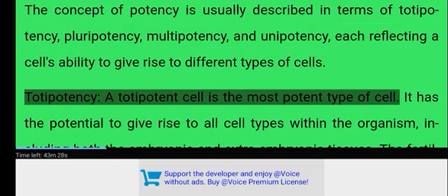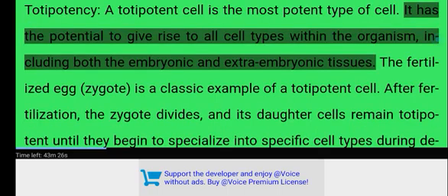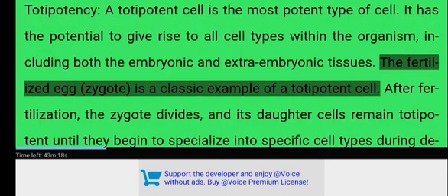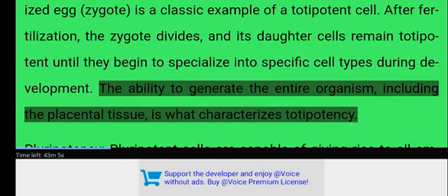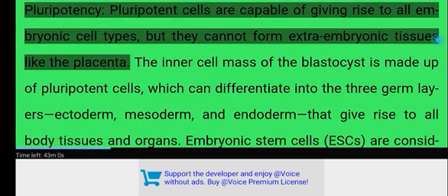Totipotency. A totipotent cell is the most potent type of cell. It has the potential to give rise to all cell types within the organism, including both the embryonic and extraembryonic tissues. The fertilized egg (zygote) is a classic example of a totipotent cell. After fertilization, the zygote divides, and its daughter cells remain totipotent until they begin to specialize into specific cell types during development. The ability to generate the entire organism, including the placental tissue, is what characterizes totipotency.